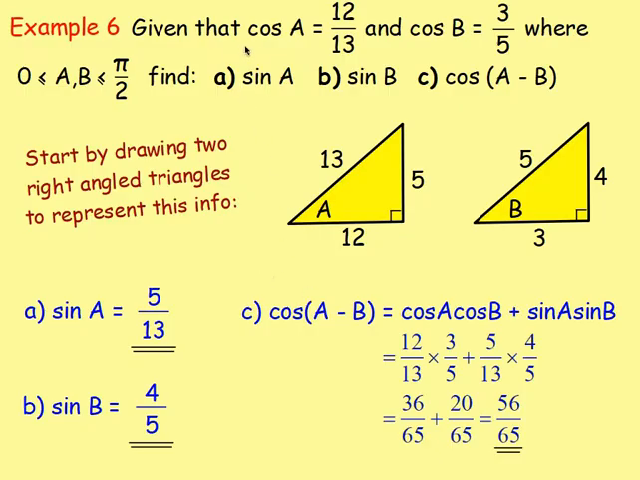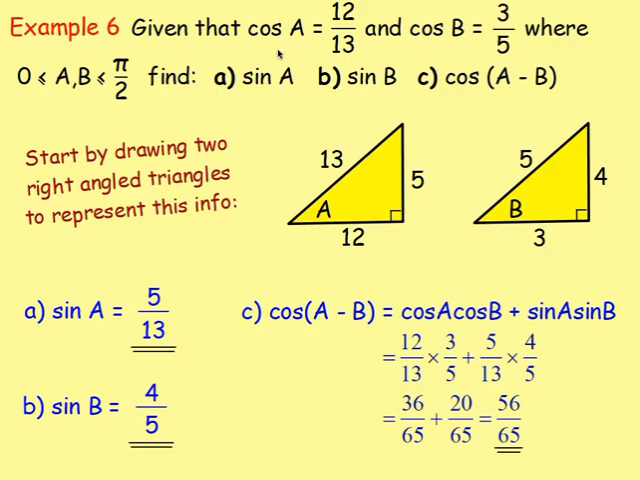After that, we had cos A equals a fraction, cos B equals another fraction, and we had to find out the values of sin A and sin B and cos(A minus B). Matthew, what do we always think about when we get that? The triangle's good. Well done, Matthew.